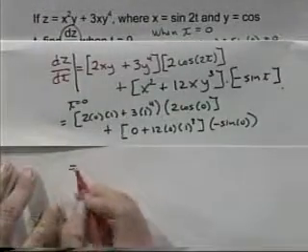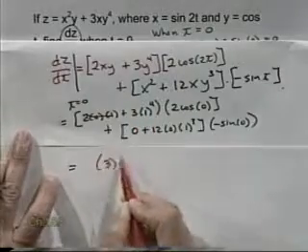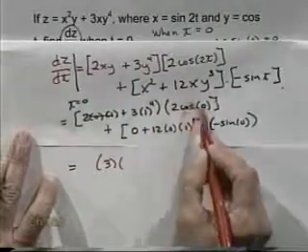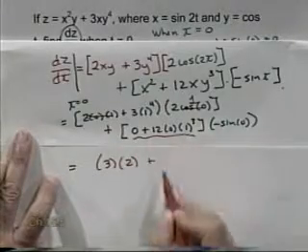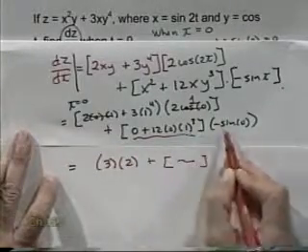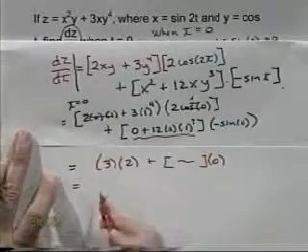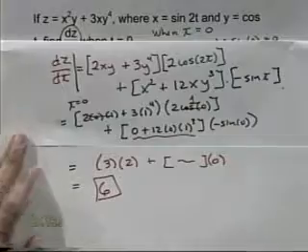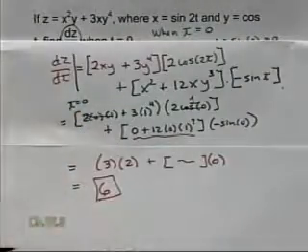We get this equals 2 times 0 times 1 is 0, 3 times 1 to the fourth is 3, times cosine of 0 is 1, so 2 times 1 is 2, plus the rest. Sine of 0 is 0, so this is just going to be 3 times 2, which is 6. So dz/dt evaluated at t equals 0 is 6.